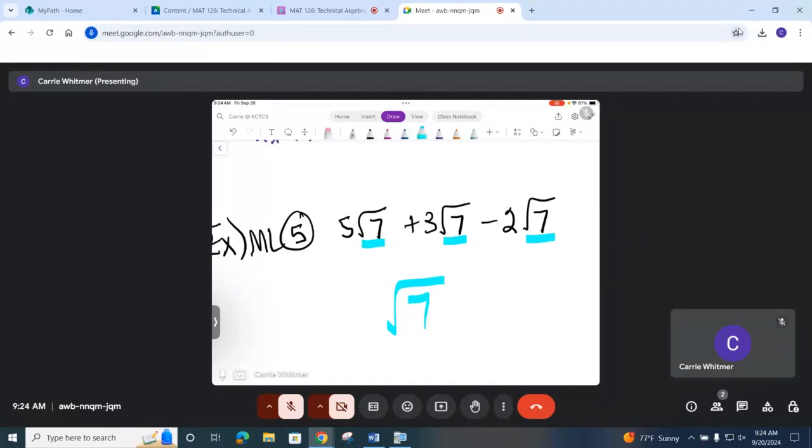Well, here's 5 plus 3. 5 plus 3 is 8. And then minus 2. 8 minus 2 is 6. So I have 6 radical 7s. So that's equal to 6 radical 7.